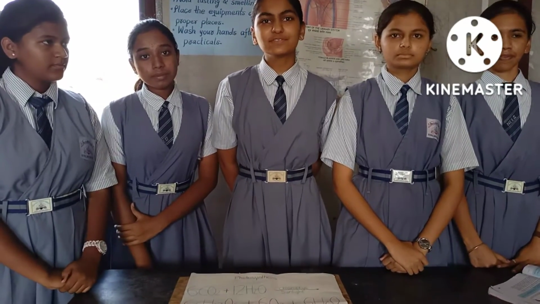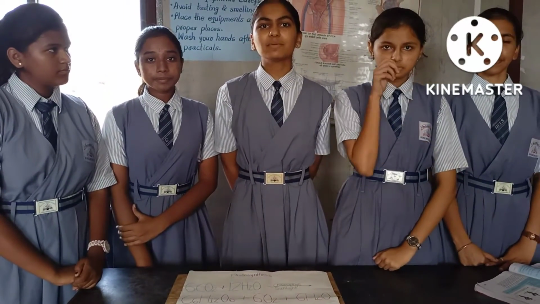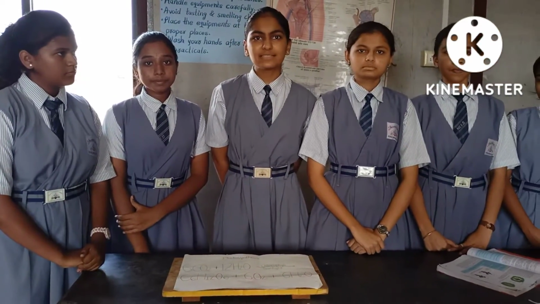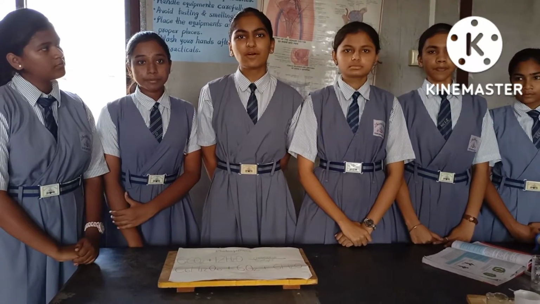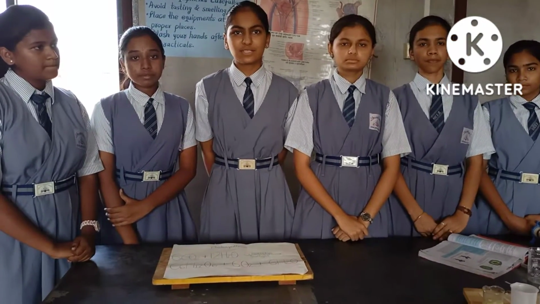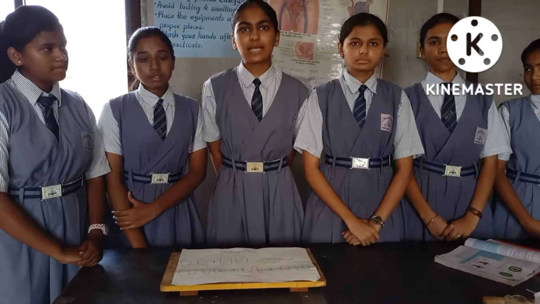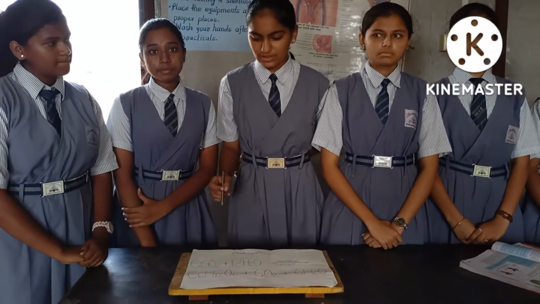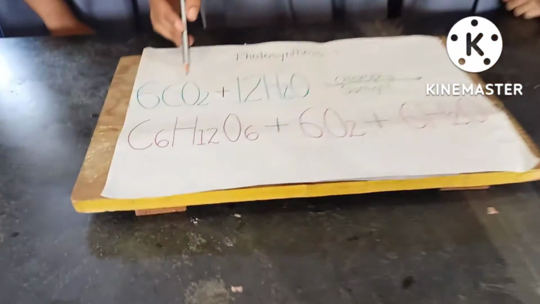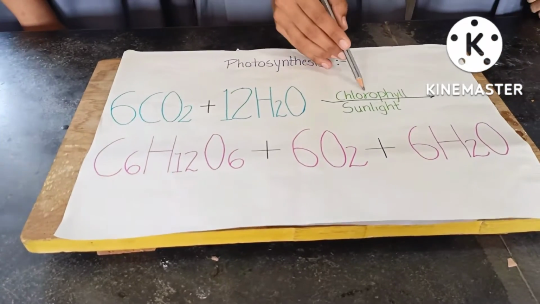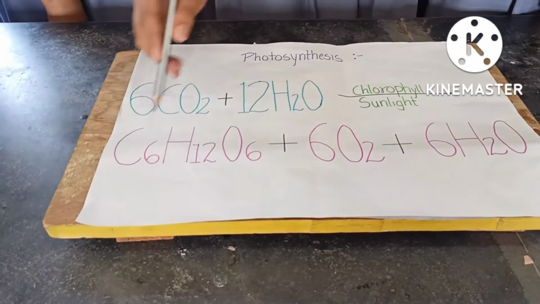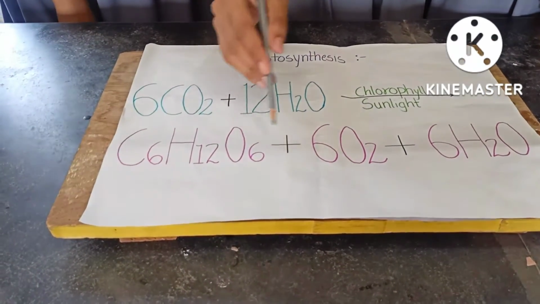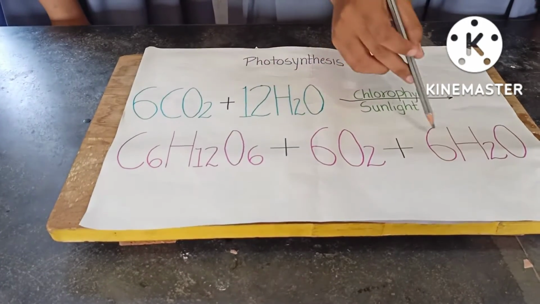So first of all, what is photosynthesis? The process in which plants utilize water and carbon dioxide in the presence of chlorophyll and sunlight to form their food in the form of glucose is known as photosynthesis. Now I will show you the balanced reaction of photosynthesis. 6CO2 plus 12H2O in the presence of chlorophyll and sunlight form C6H12O6 plus 6O2 plus 6H2O.